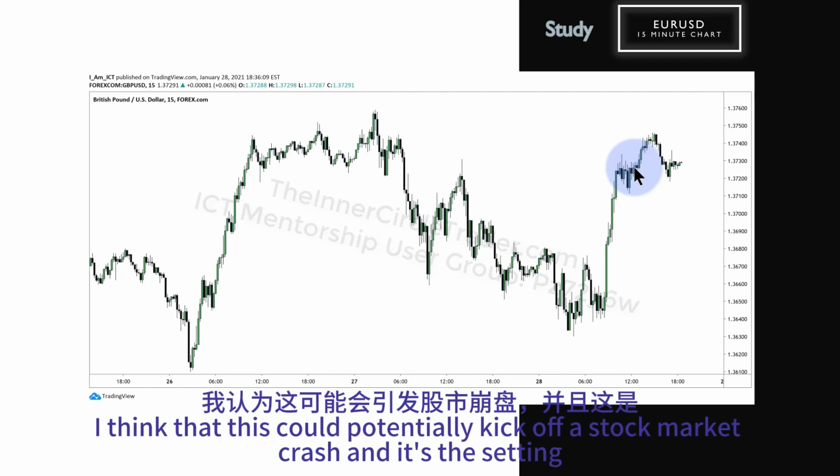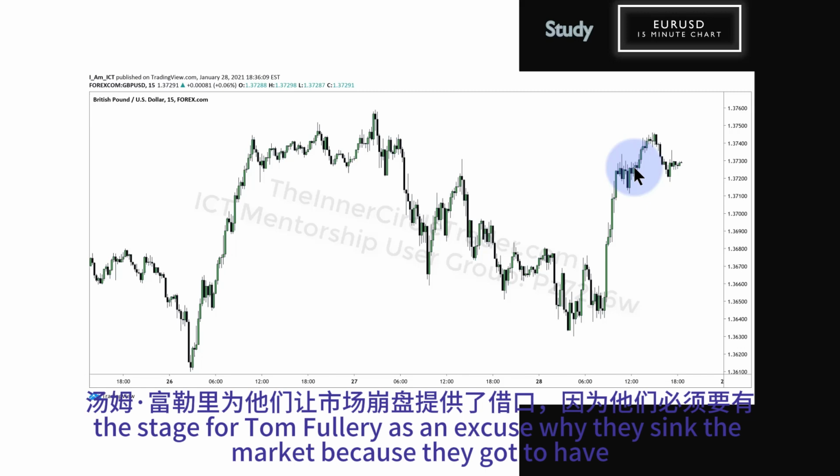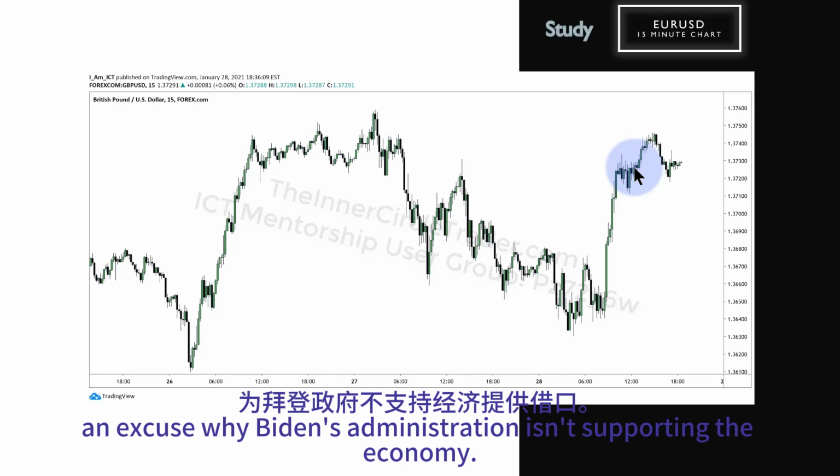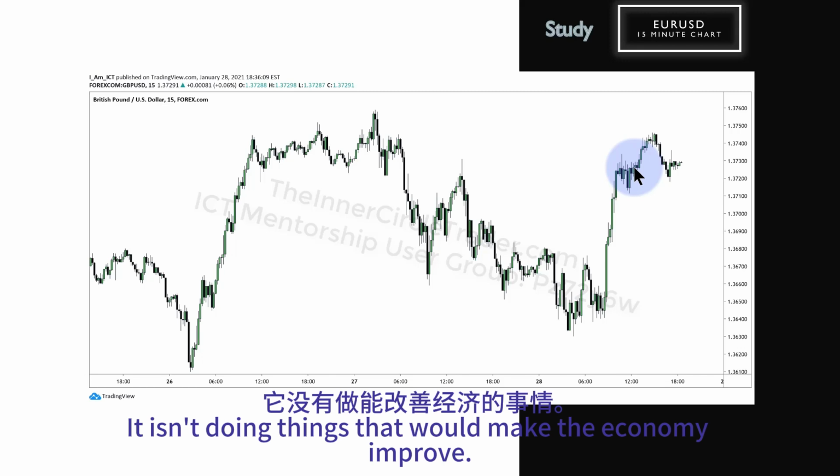I think that this could potentially kick off a stock market crash. And it's setting the stage for tomfoolery as an excuse why they sink the market. Because they got to have an excuse why Biden's administration isn't supporting the economy. It isn't doing things that would make the economy improve.